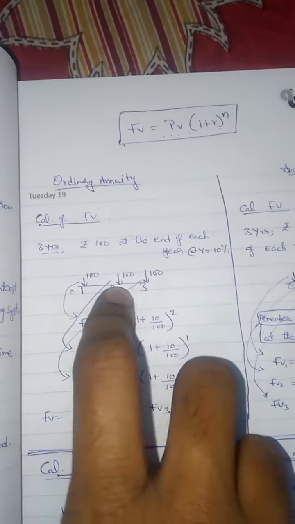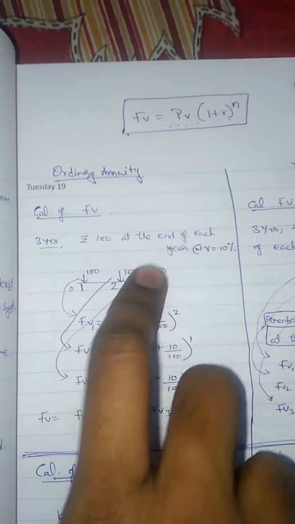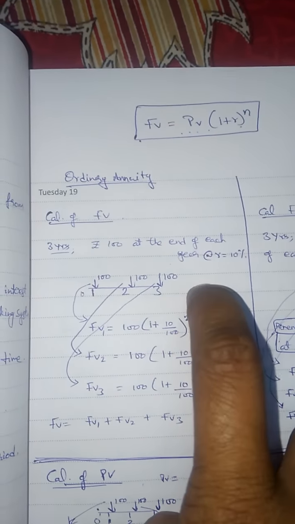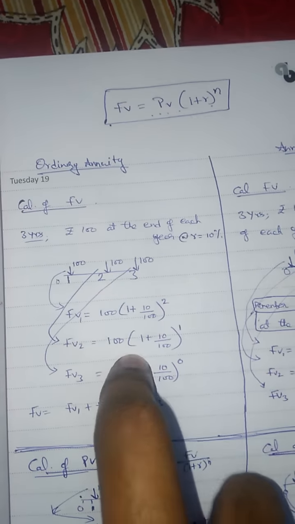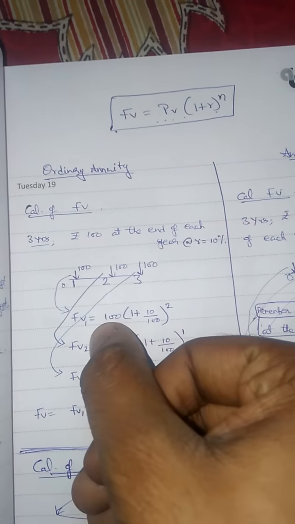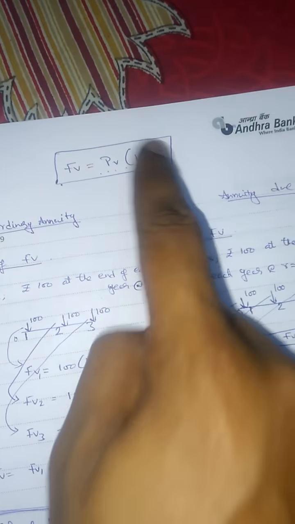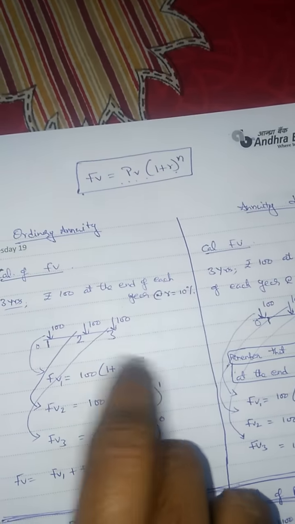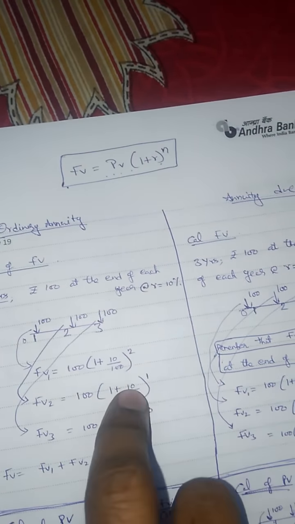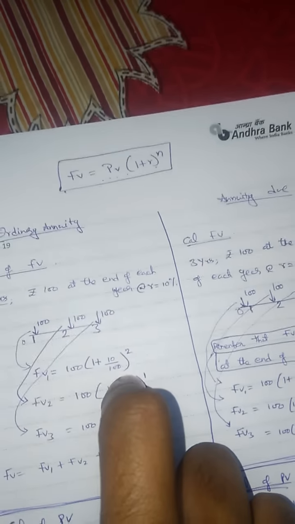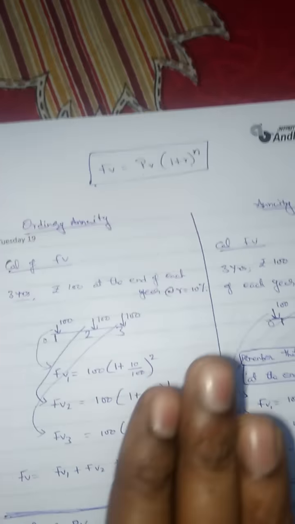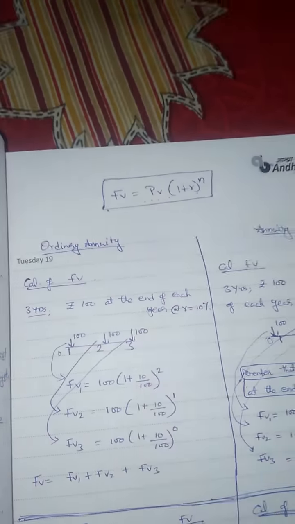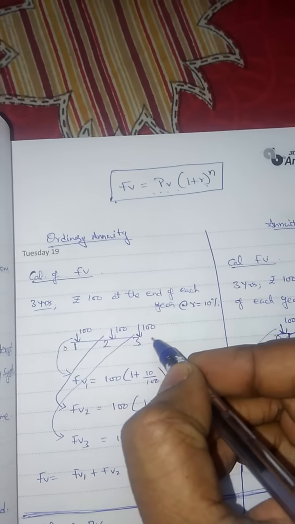So for years 1 to 3, at the end of each year I am receiving this 100. The future value of this series is nothing but the future value of each installment. The future value of the first installment is present value into (1 plus r) whole power n. What is the present value? 100 into (1 plus r), what is r? 10%, that is 10 divided by 100, whole power n. What is the number of years? See, I am calculating this future value at the end of the third year.